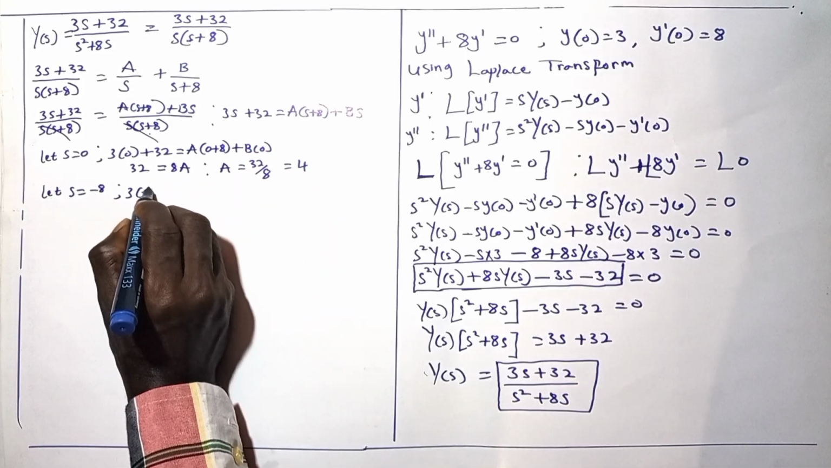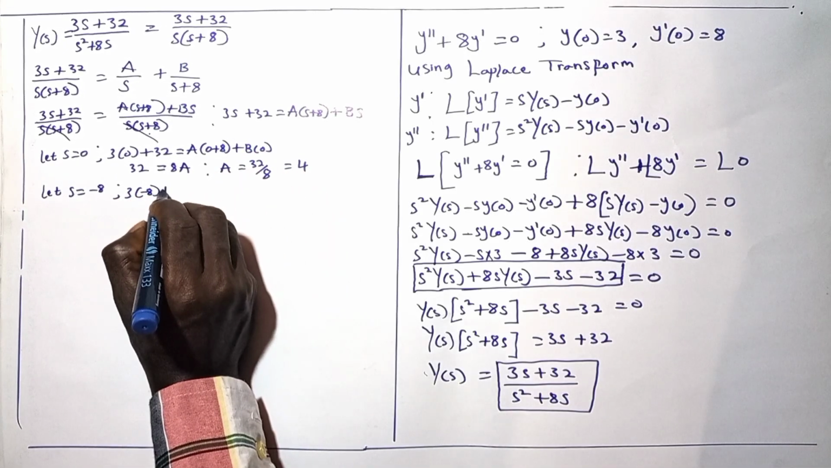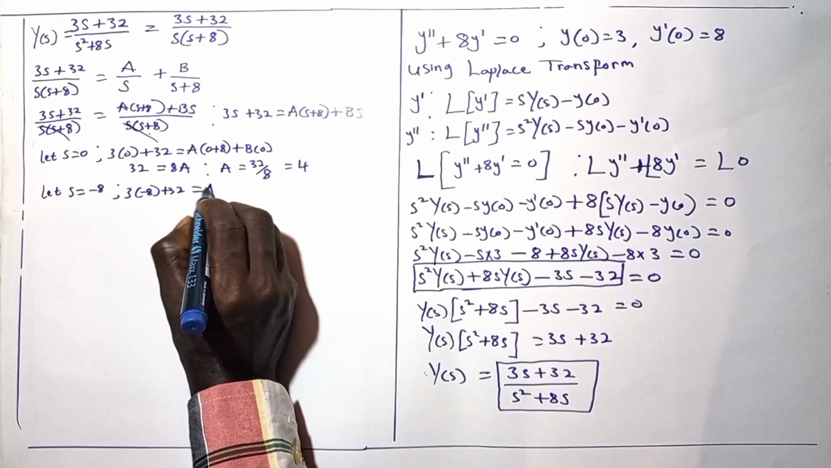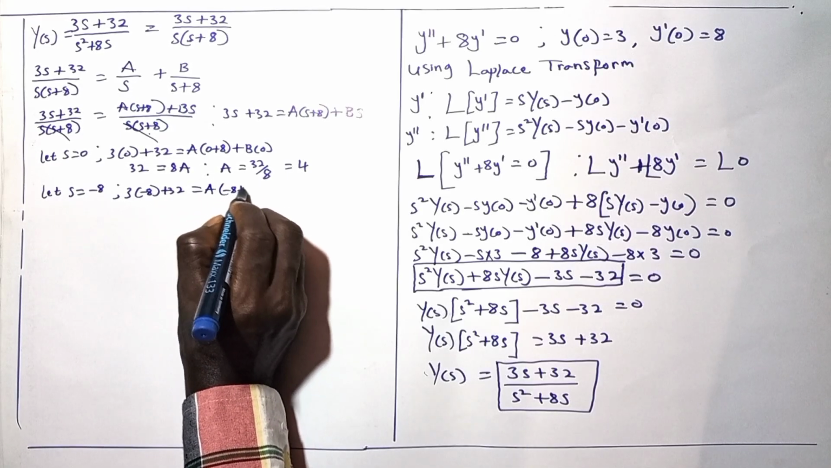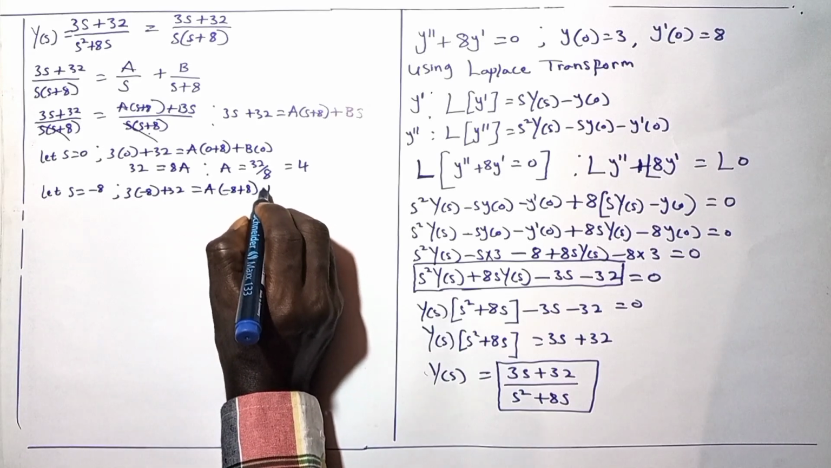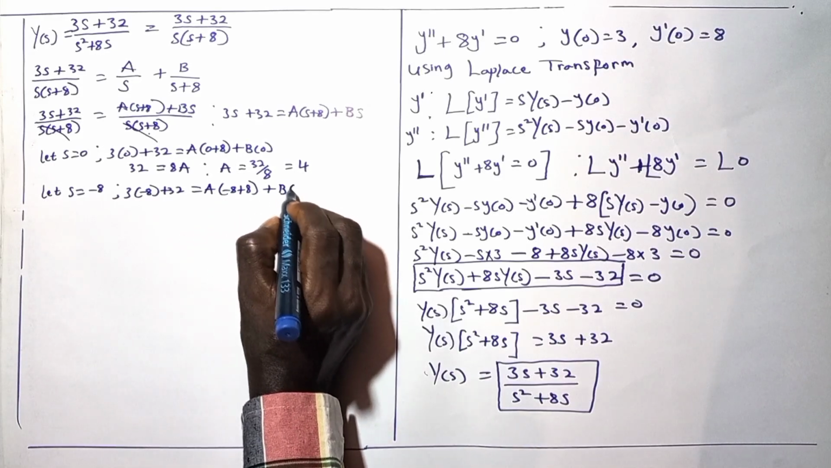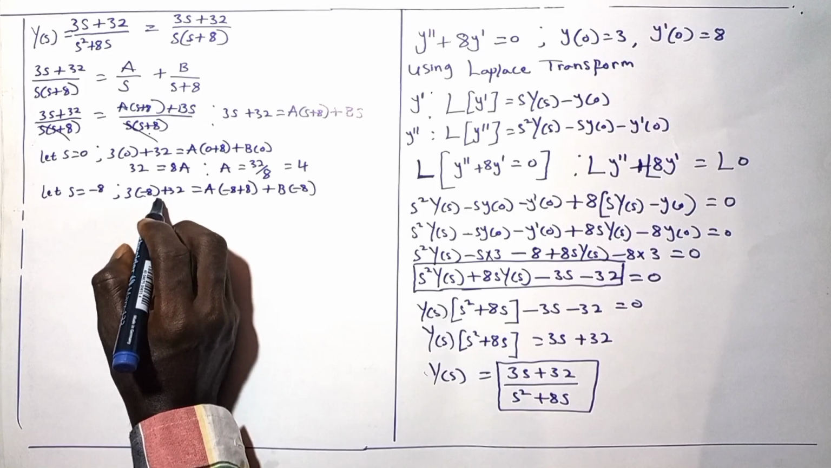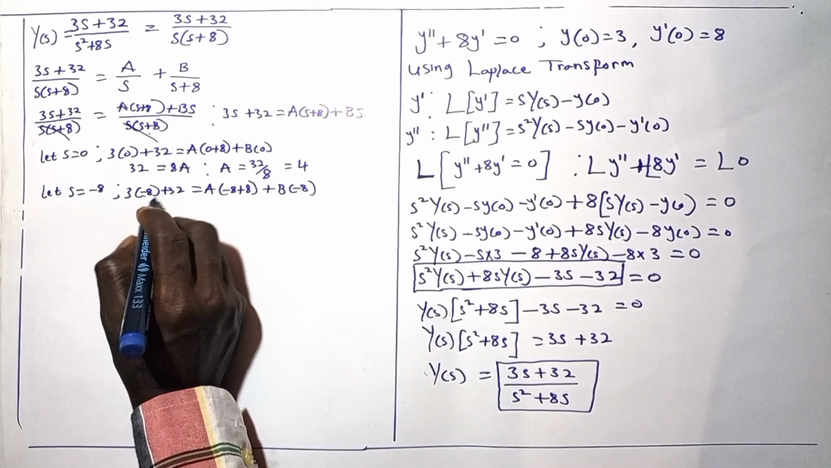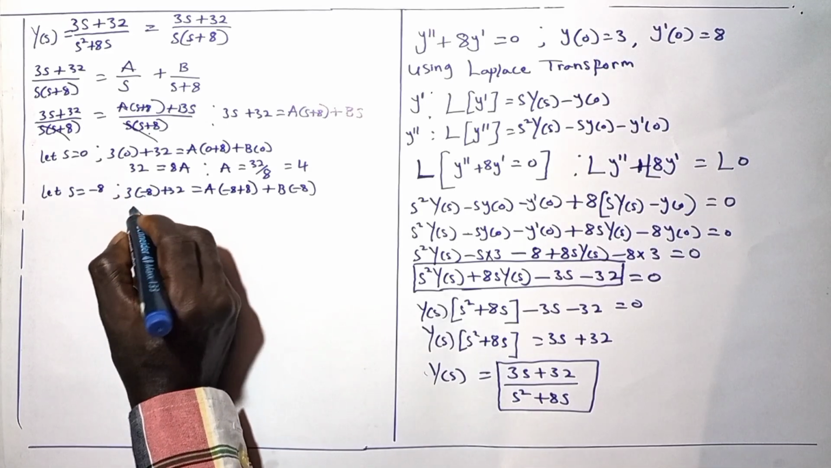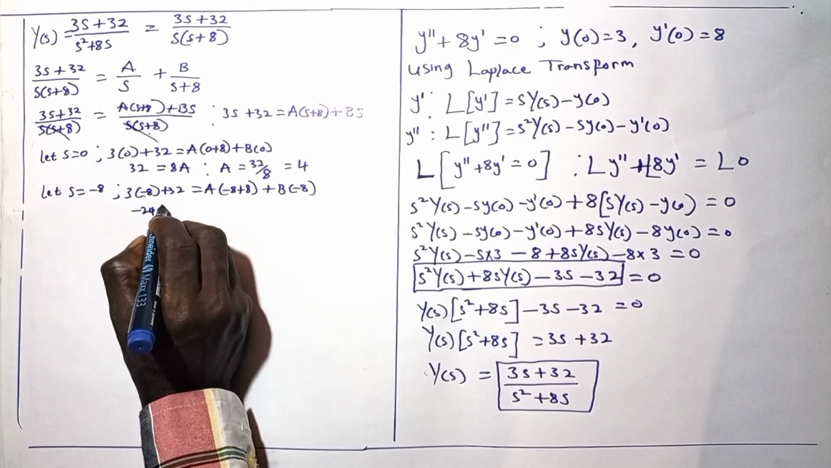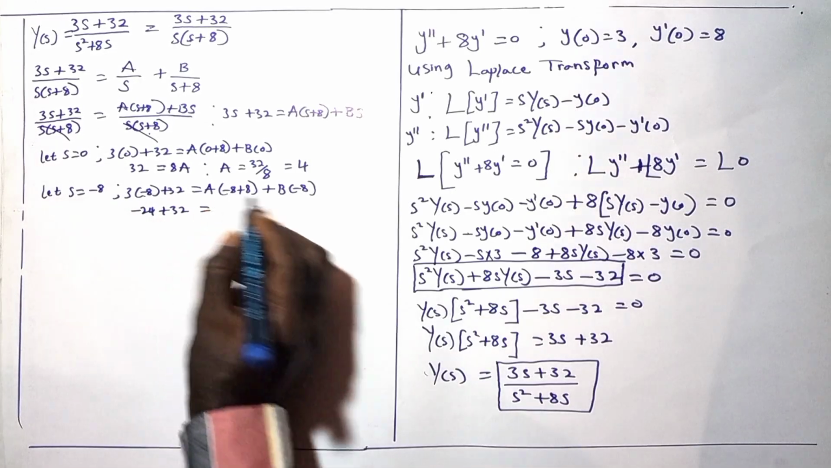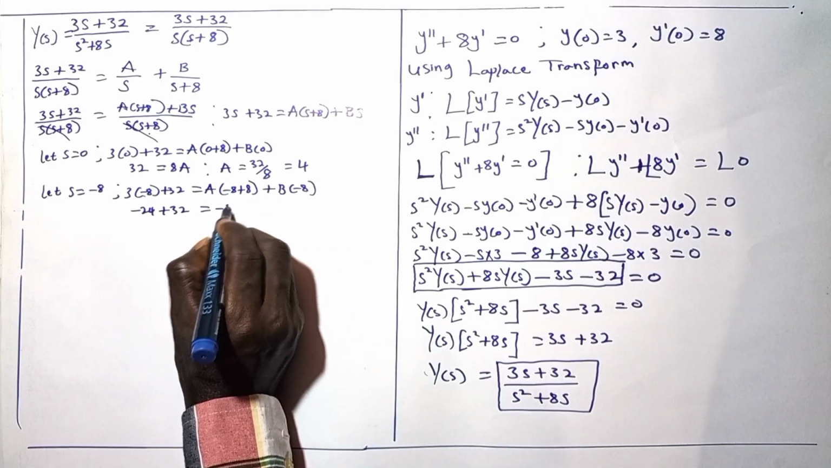3 into minus 8 plus 32 is equal to a times minus 8 plus 8 plus b into minus 8. So then this 3 times minus 8 is going to give us minus 24 plus 32. Because of this, a is eliminated, so we are left with minus 8b.